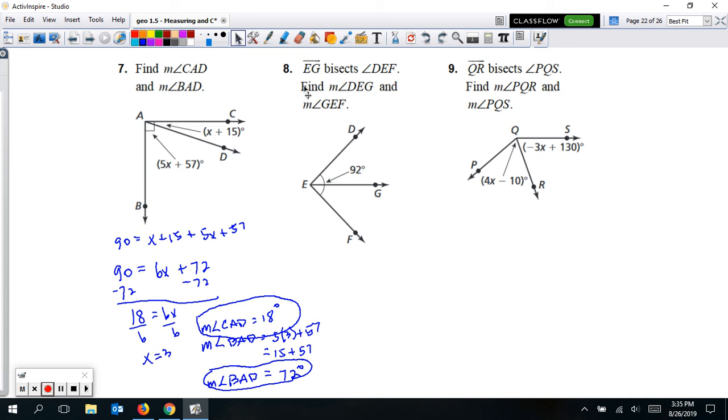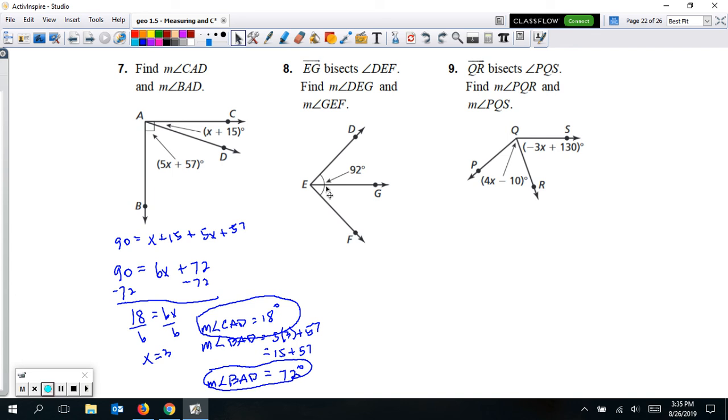Now 8 starts off by saying that the ray EG here is bisecting this angle DEF. So it tells us right away that this is a bisector. You can see these two are going to be the same then. It doesn't show us necessarily congruent marks here. That's not necessarily the congruent marks for each one because there's no distinction between it. It's just all one mark.